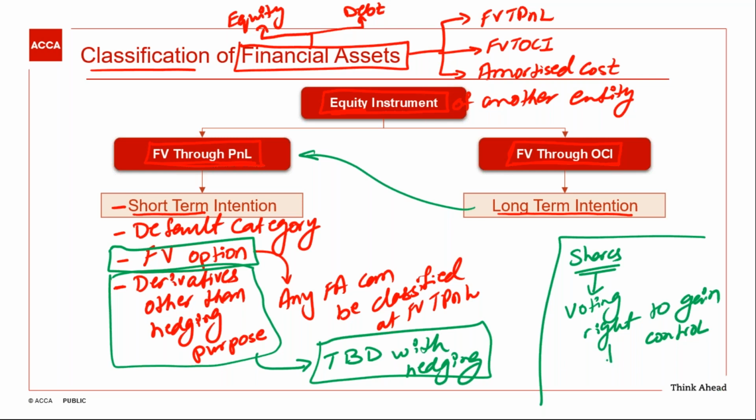Now, my question is, is this a short-term intention or a long-term intention? It's a long-term intention. So it should ideally be classified in fair value through OCI, but I want to classify it in fair value through P&L. So am I allowed for that? The answer is yes, because the fair value option rules allows us to classify any financial asset at fair value through P&L despite having a long-term intention.